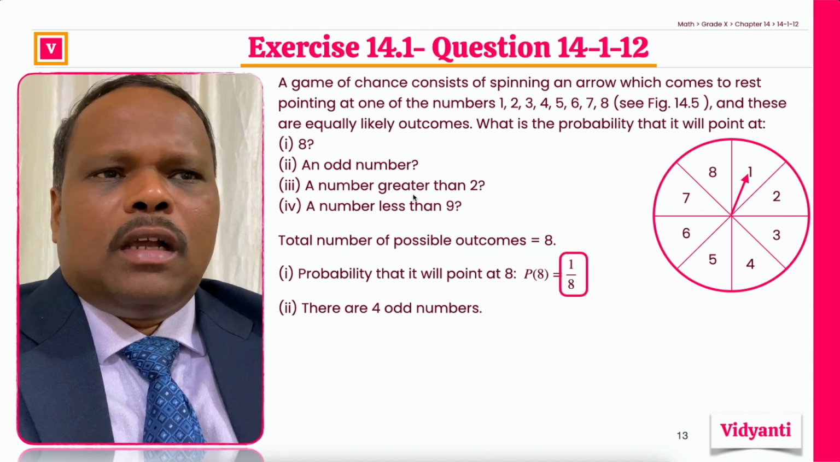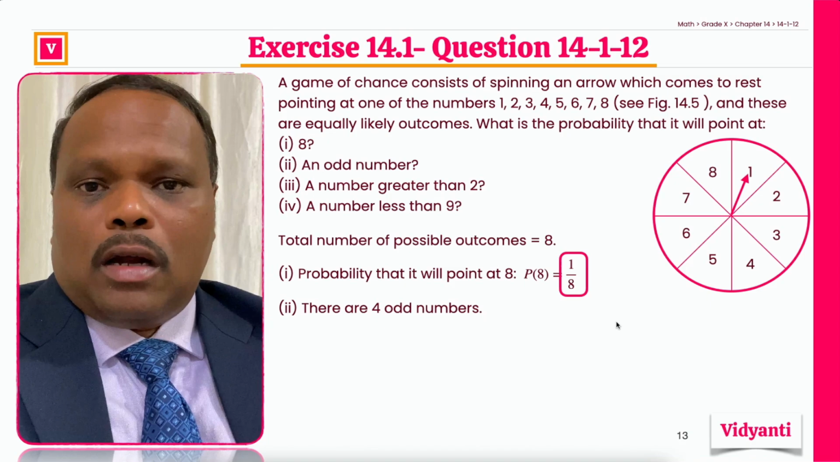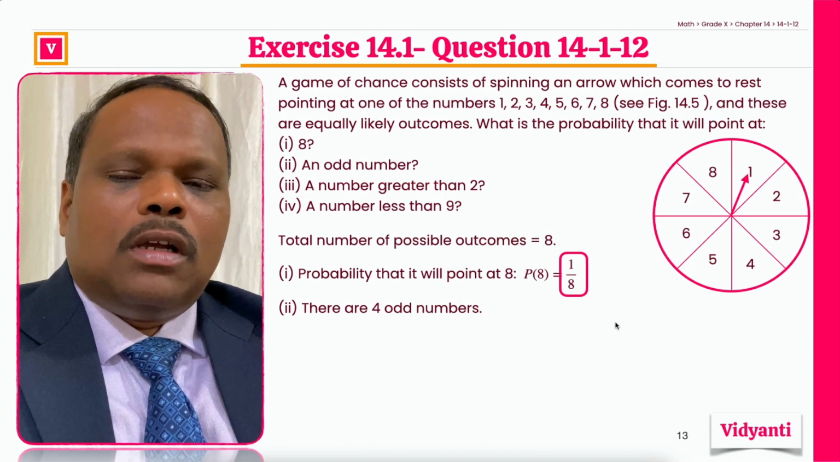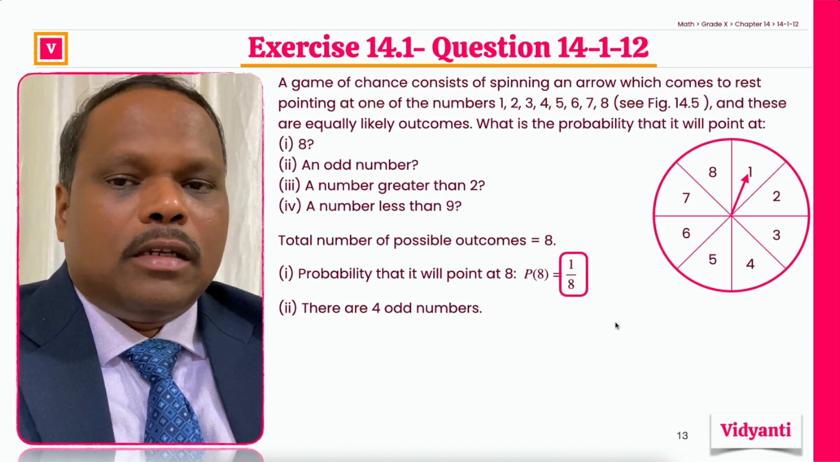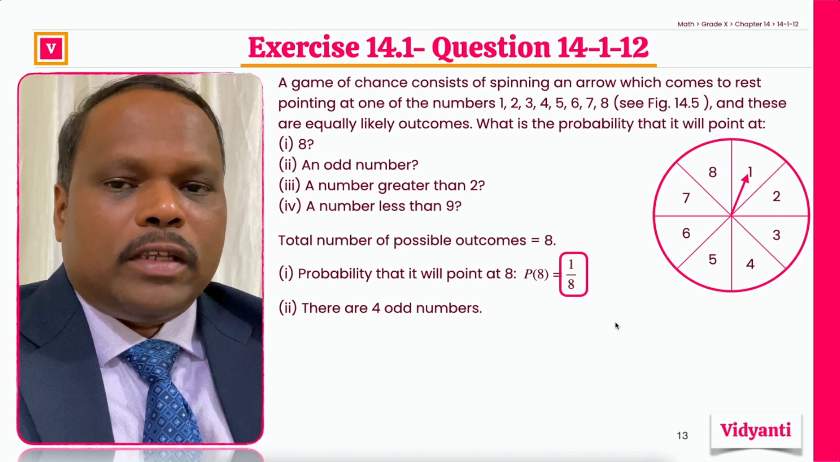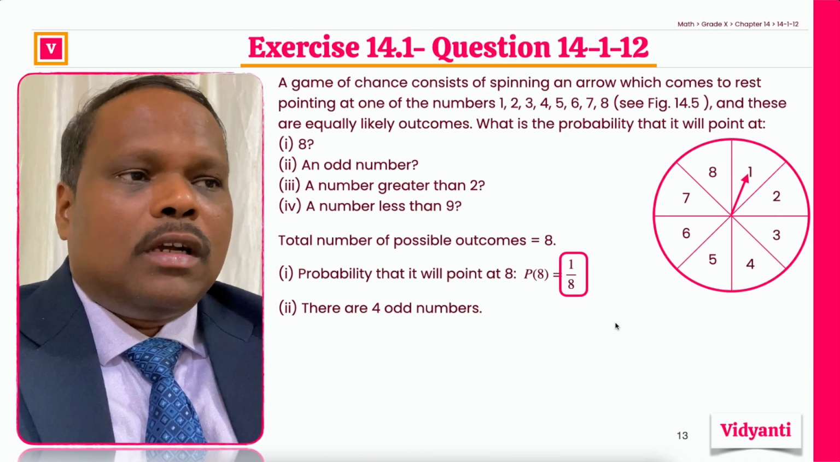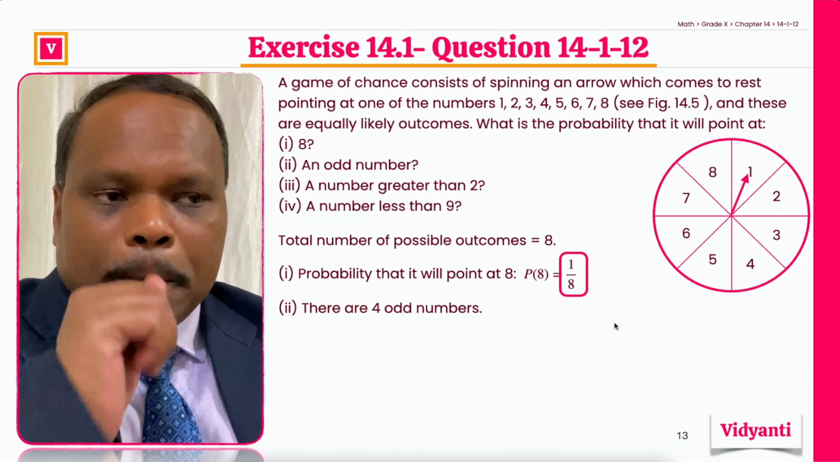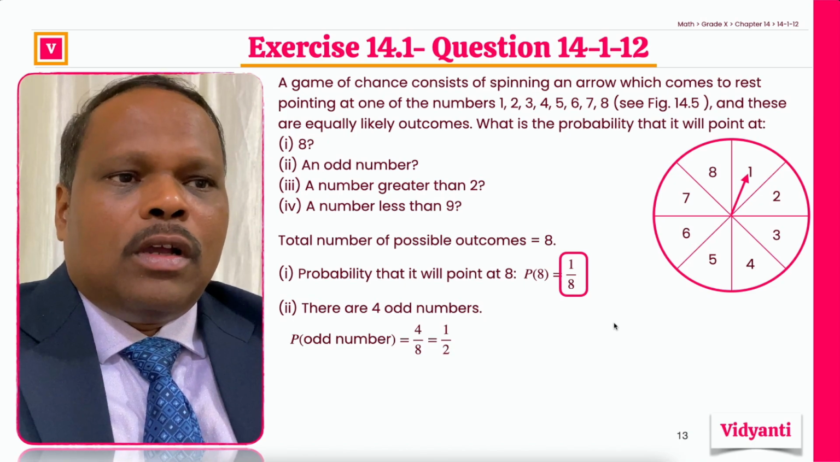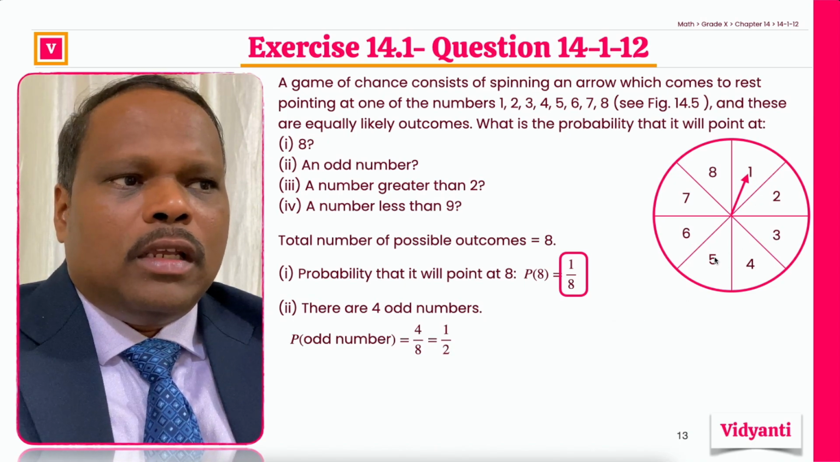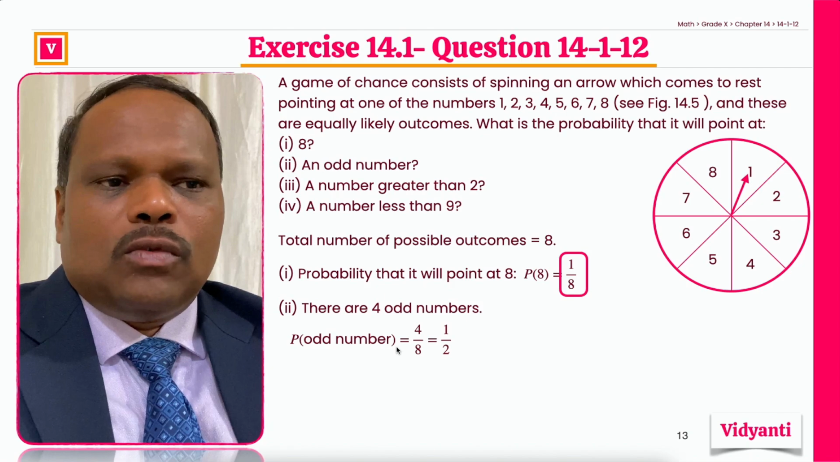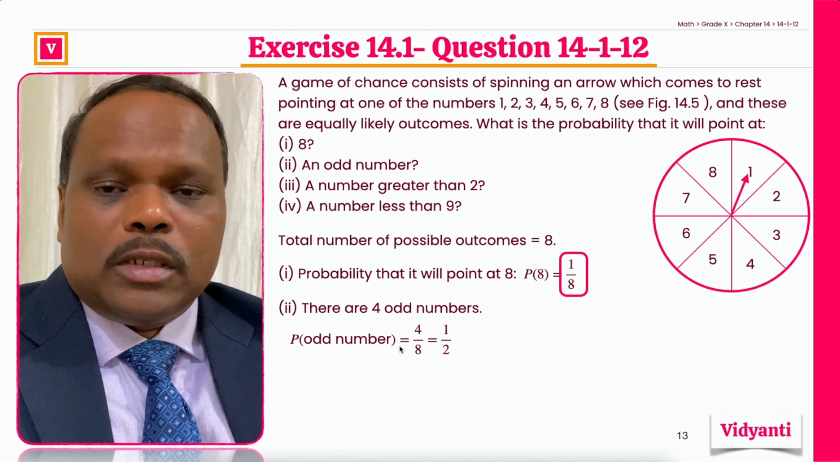Second question, odd number. Now, how many odd numbers are there? Odd numbers are those which are not divisible by 2. So that will be 1, 3, 5, 7. You have to stop at 7, because after that there is nothing. So altogether we have 4 odd numbers, 1, 3, 5, 7 out of 8. So 4 divided by 8, which upon simplification, you get half.